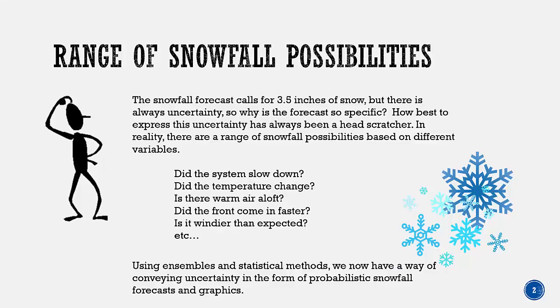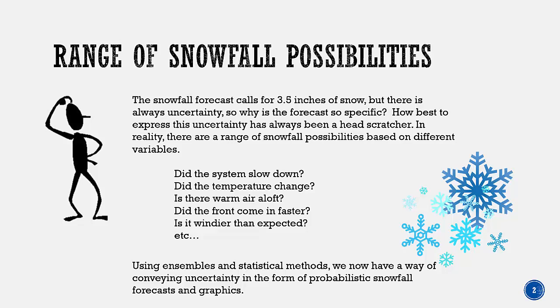With any forecast, there is some degree of uncertainty. Snowfall forecasts can change based on any number of factors. Will the system slow down? Are the temperatures cold enough? Is there warm air aloft? Did the front come in faster? These are just a few examples. But because of these factors, there is always a range of snowfall possibilities.